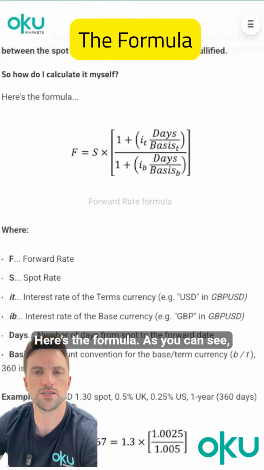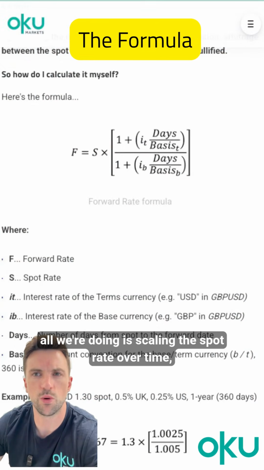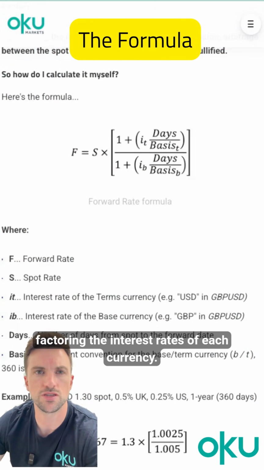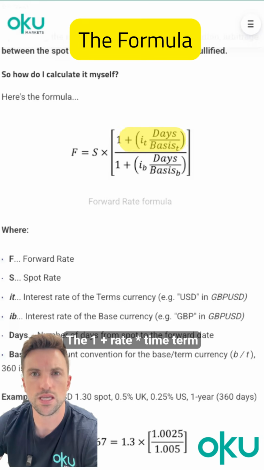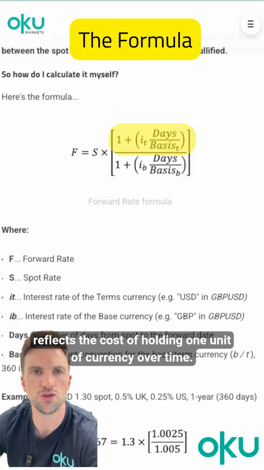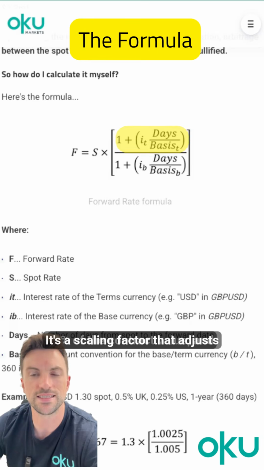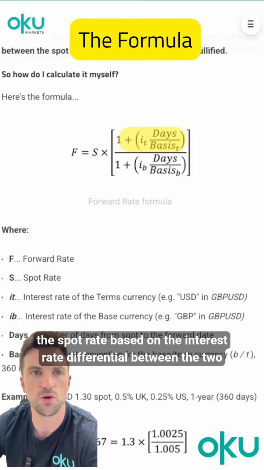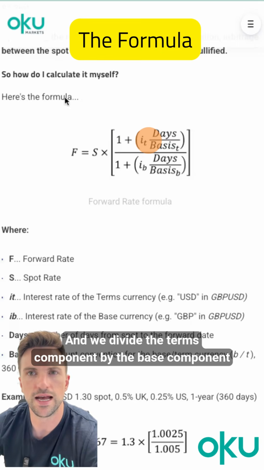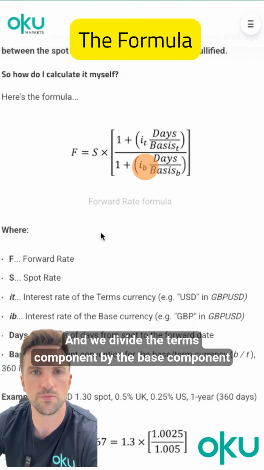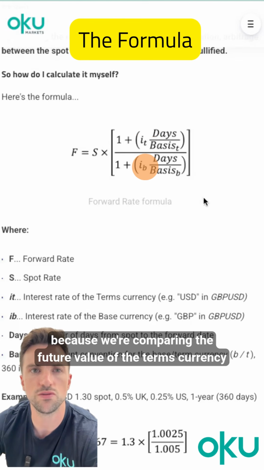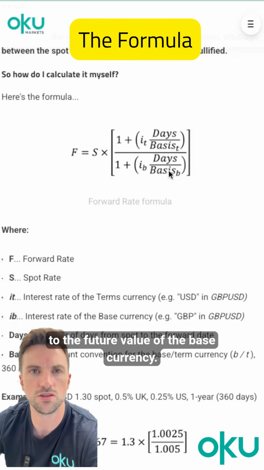Here's the formula. As you can see, all we're doing is scaling the spot rate over time, factoring the interest rates of each currency. The 1 plus rate times time term reflects the cost of holding 1 unit of currency over time. It's a scaling factor that adjusts the spot rate based on the interest rate differential between the two currencies. And we divide the terms component by the base component because we're comparing the future value of the terms currency to the future value of the base currency.